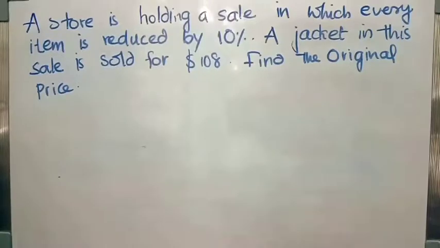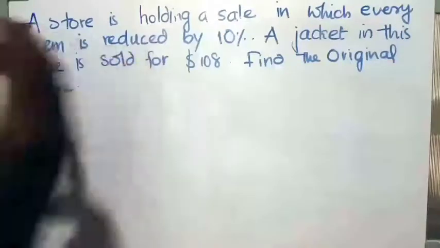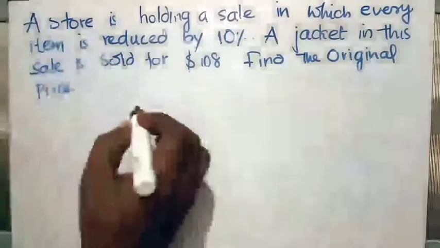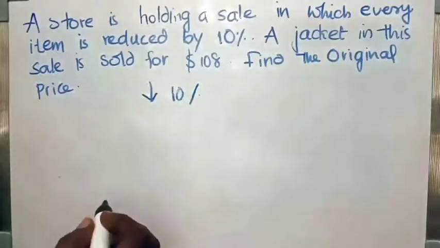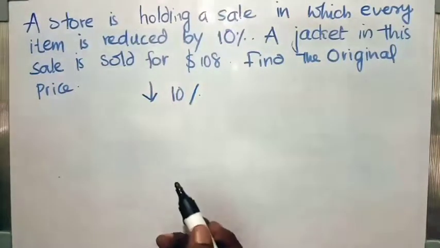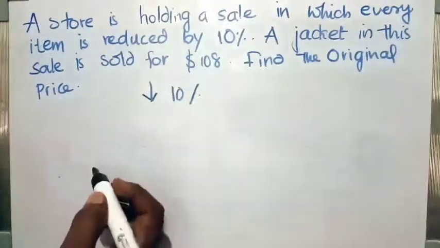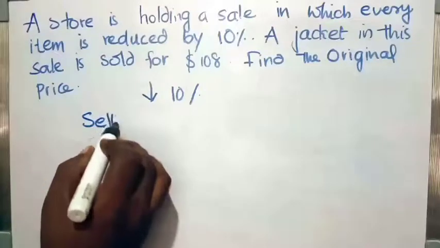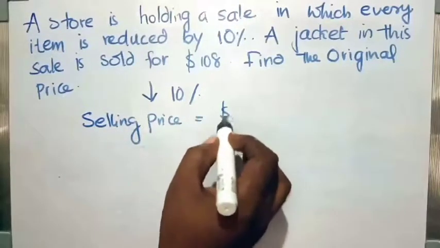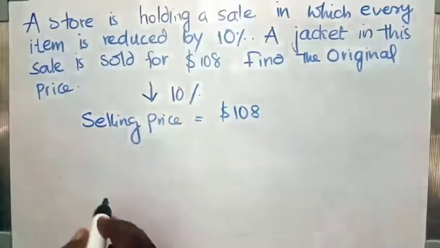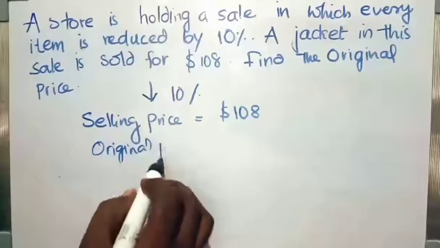So here a store is holding a sale in which every item is reduced by 10%. So there is a reduction for every item. How much? 10% reduction. So after reduction, a jacket is sold for $108. So the selling price of jacket is $108. We need the original price.